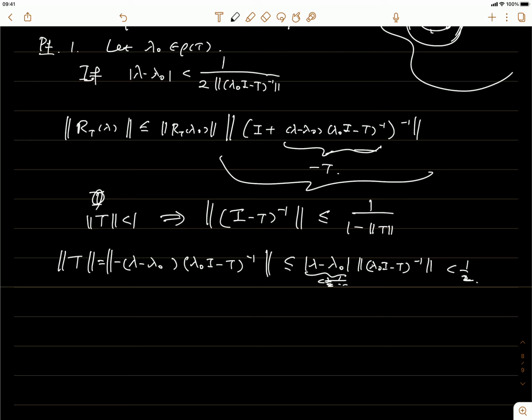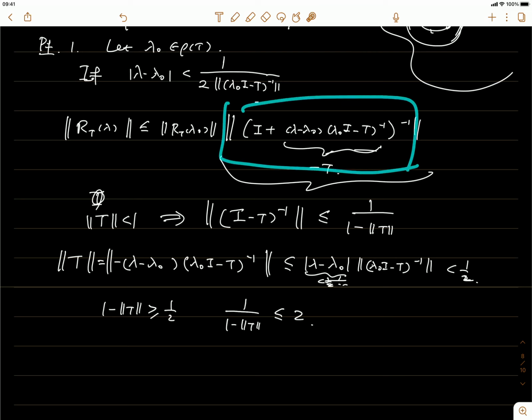I know that t has a norm less than 1/2. So 1 minus the norm of t will be greater than or equal to 1/2, and 1 over 1 minus the norm of t will be less than or equal to 2. So that means this whole thing here will be less than or equal to 2, and that's why this is less than or equal to 2 times RT of lambda naught.